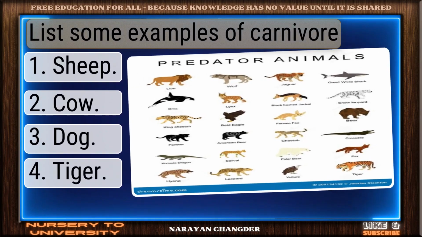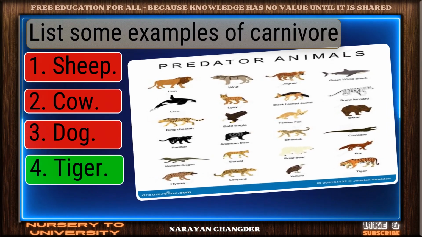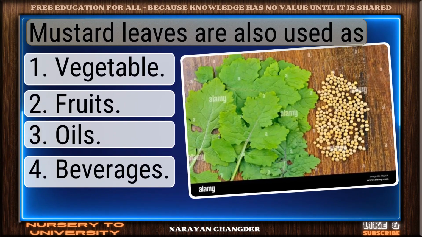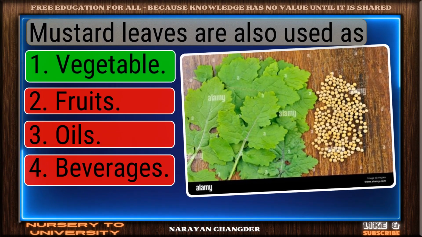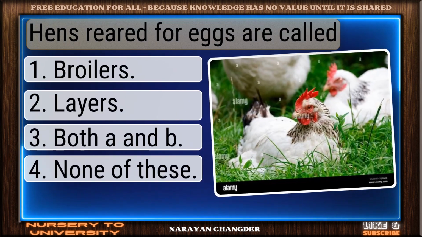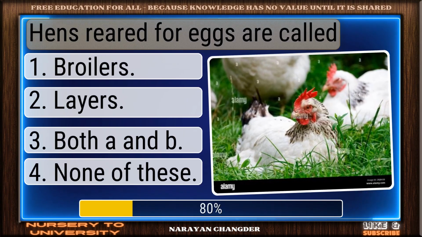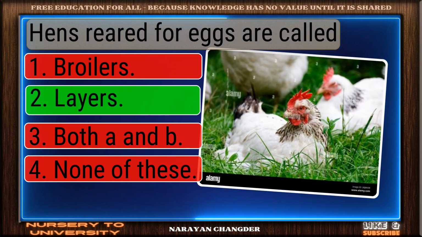List some examples of carnivore. Right again. Tiger is a valid answer. Mustard leaves are also used as. Well picked. Vegetable is the correct answer. Hens reared for eggs are called. You chose layers, and it is correct.